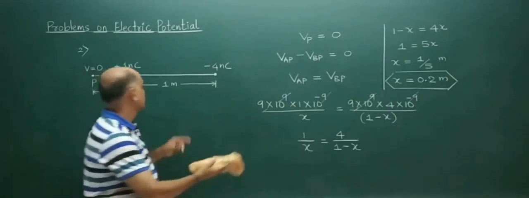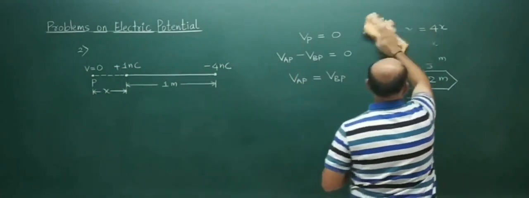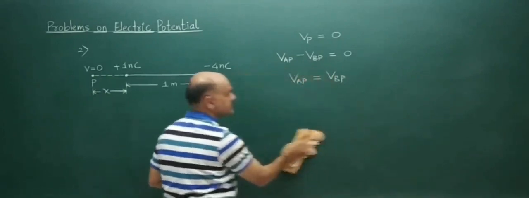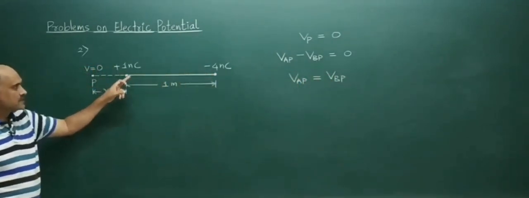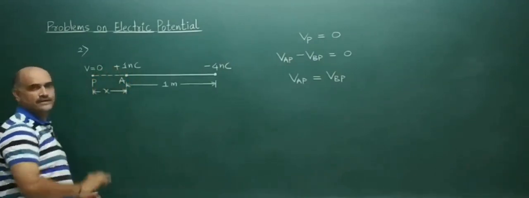So again, potential at point P is 0. The steps will be the same. Potential at point P is 0. So due to the charge at point A, VAP is positive.